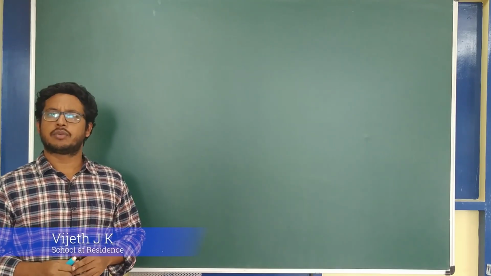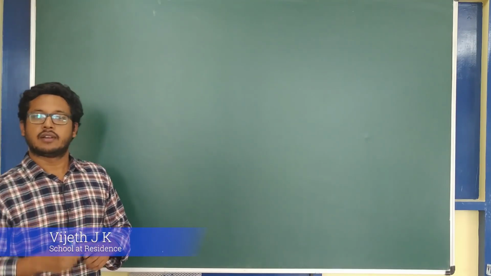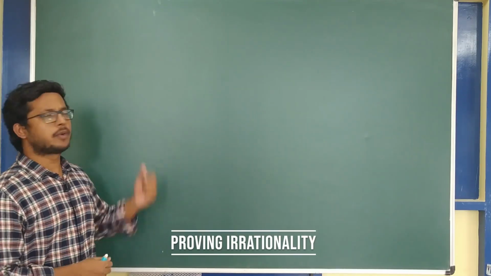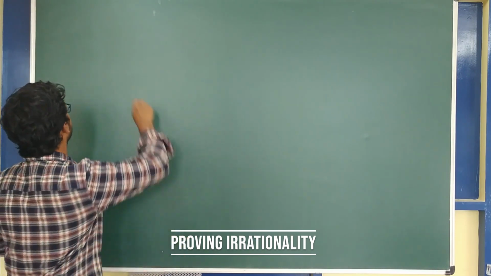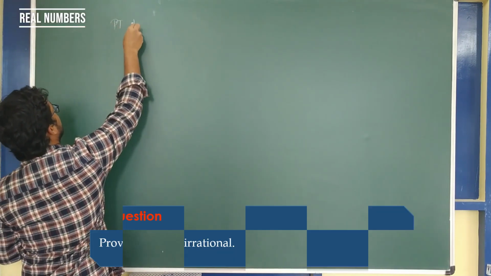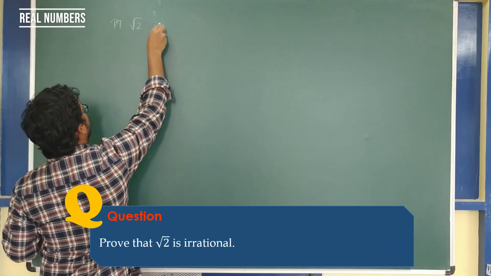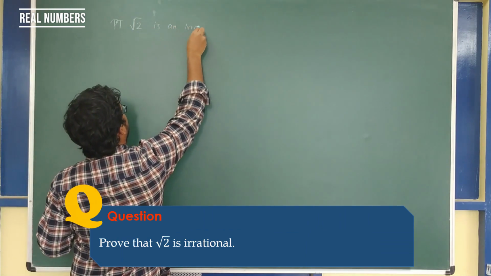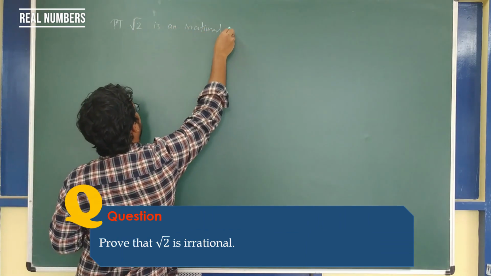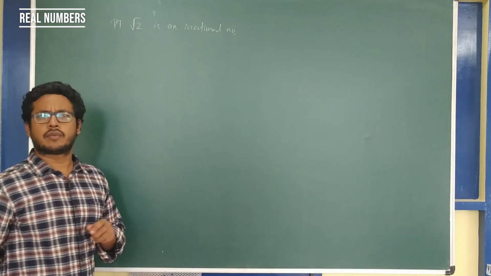In this video, we are going to prove our first irrational number. So we will prove that square root 2 is an irrational number. So that is the question: prove that square root 2 is an irrational number. That is what we want to prove.